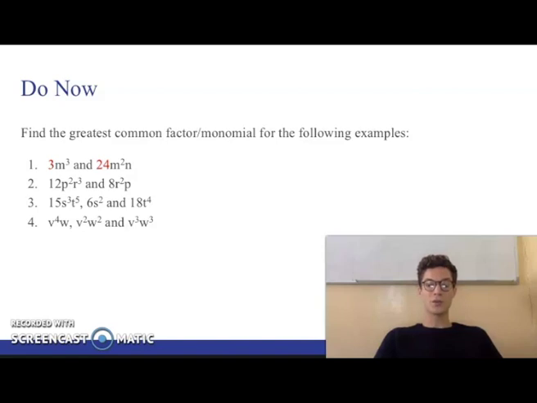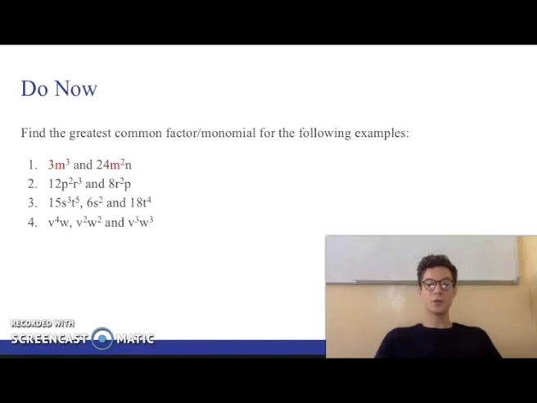To perform the factorization for 3, ask yourself, what do I multiply together to get 3? This is an easy one. Since 3 is prime, the only factors of 3 are 1 and 3. 24 requires a bit more work. The factors of 24 are 1 times 24, 2 times 12, 3 times 8, and 4 times 6. Comparing the factors, we can see that the greatest common factor, or the greatest factor that both 3 and 24 share, is 3. That means we can factor out a 3 from each monomial.